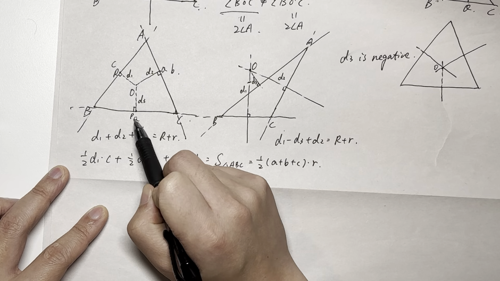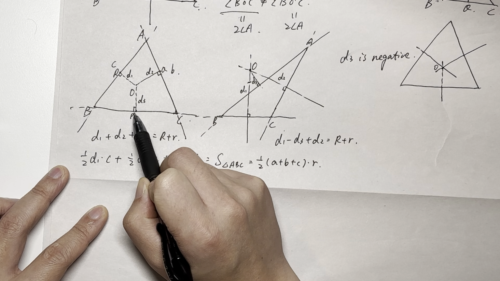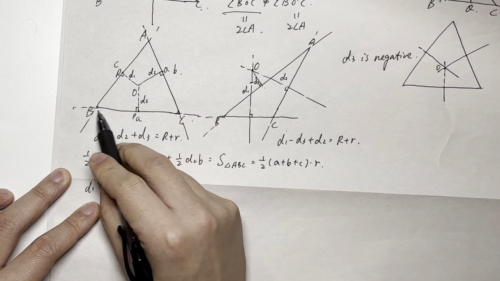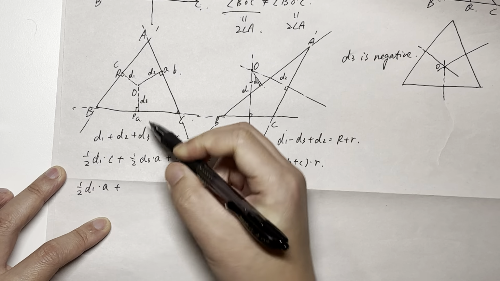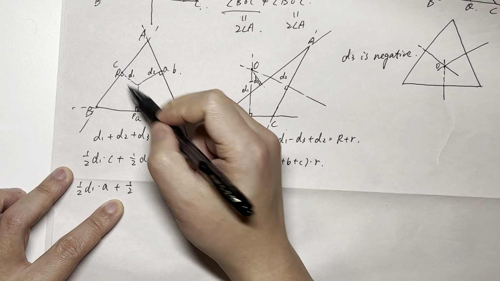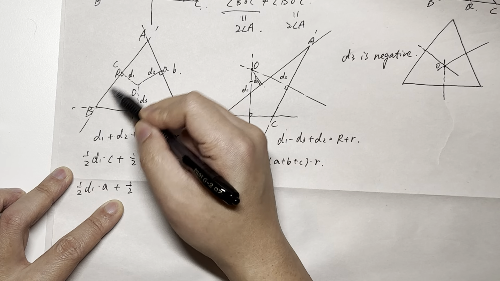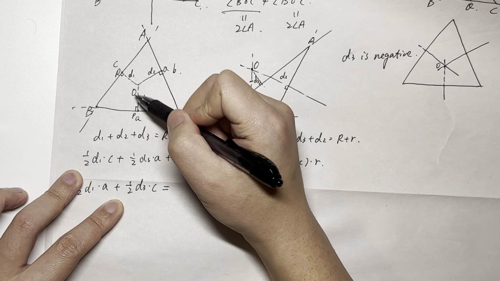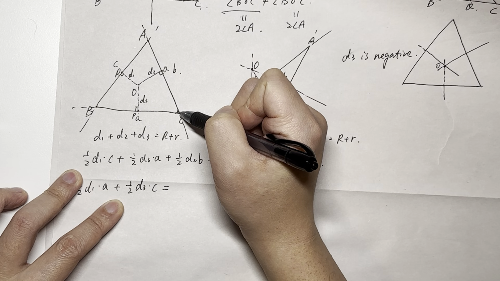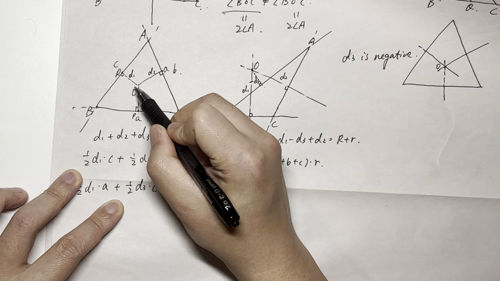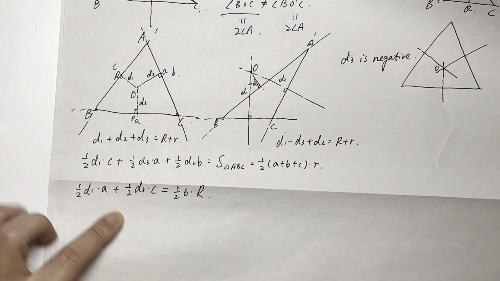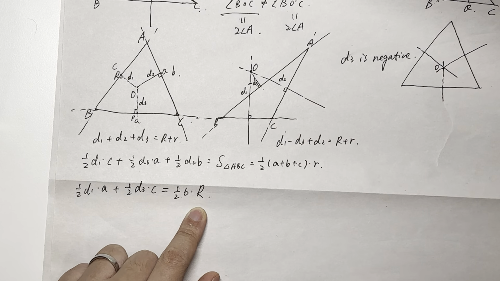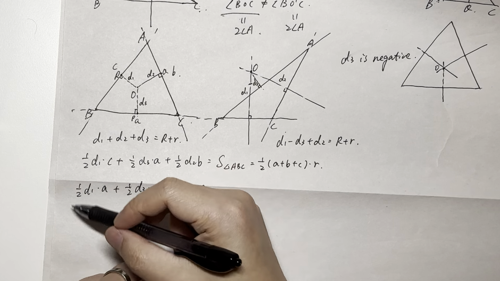So O, R, B, P are cyclic. So we can use Ptolemy theorem that D1 times BP, which is half A, plus D3 times half AB, that's half C, equals RP, which is half AC, which is half B, times BO, which is R, right? This R represents the radius of the circumcircle. So that's the circumradius.